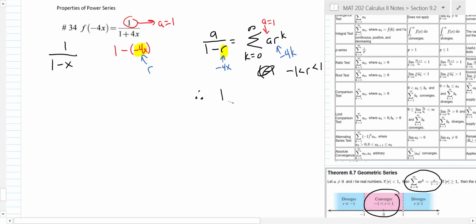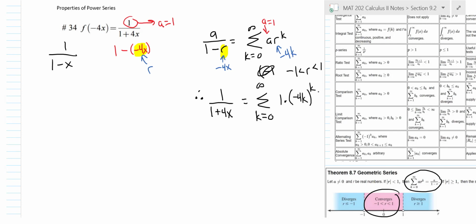You're going to end up with 1 over 1 plus 4x is equal to the series from k equals 0 to infinity, and then a is going to be 1. I'm going to put the 1 in there for emphasis, and then r is going to be negative 4k to the k power like that. That's step 1 of the problem. That's substitution. Tell me if you've got that. It's all recognition of patterns is what's going on in that problem. So you've got to see that you can translate this function into an infinite series that's a geometric series.